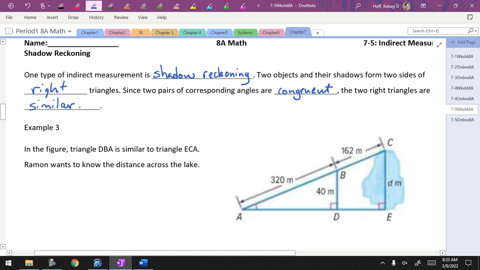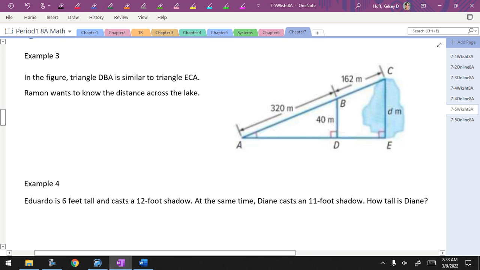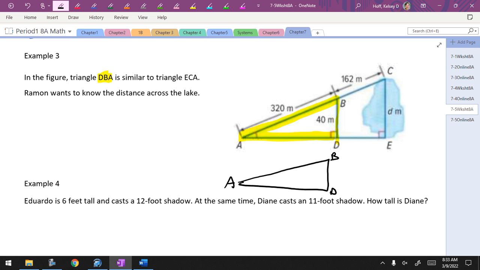Okay, so this problem says in the figure, triangle DBA is similar to triangle ECA. Raymond wants to know the distance across the lake. Does everybody see when it talks DBA? DBA, that smaller triangle? So draw that right down here. DBA. What information from the diagram should I put in the triangle I just drew? 320 and the 40, the 90 in the corner, and then I don't know if you can see it, A has a little tick mark on it.